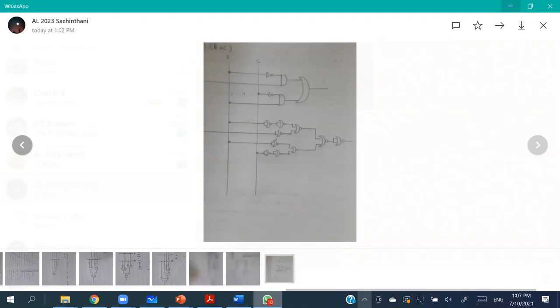Sachintani, Dua, can you recognize the gates which you are going to cancel? The NOT gates that are connected to each other. You can cancel that, right? So the NOT type gates that are connected to each other, you can cancel those in the top line.